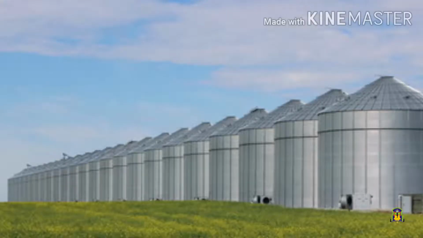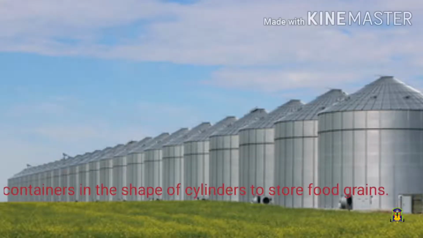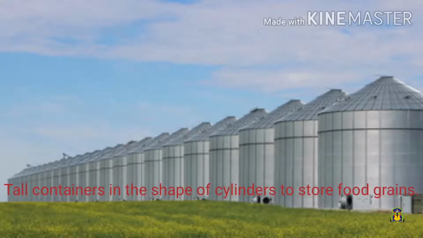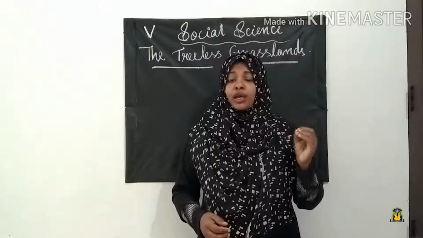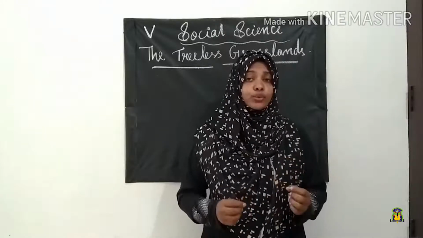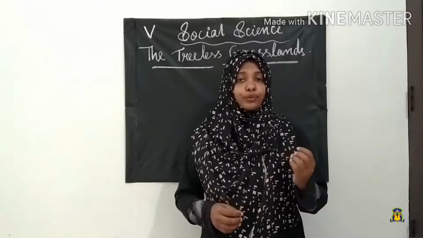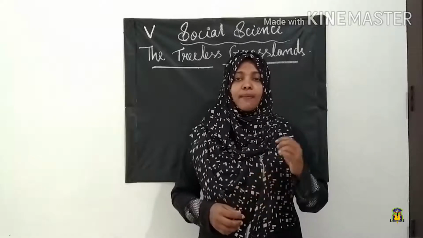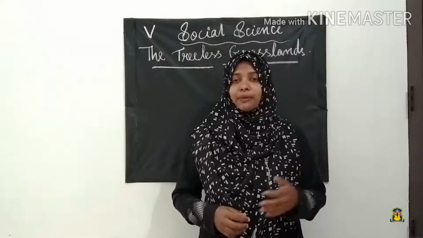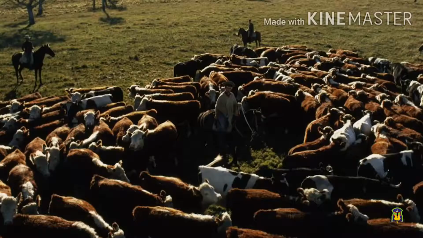What do you mean by silos? Silos means tall containers in the shape of cylinders to store food grains. Huge harvesters are used to complete the work of hundreds of laborers in a few hours. Here, machines have almost replaced manual labor.